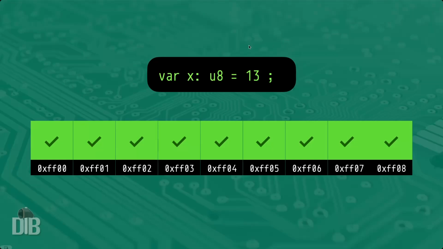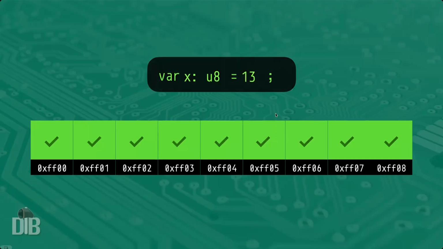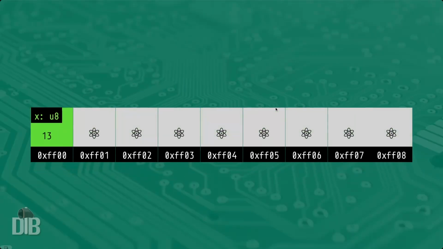1 byte in memory. Which means that in this memory region, we can basically place this data at any address because it's just going in increments of one byte at a time. That's why we see all these check marks here, which means that we can place this data anywhere in our memory. So let's place it at the beginning.